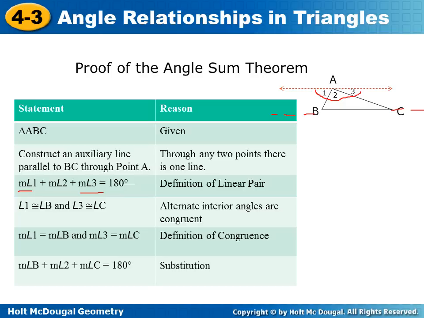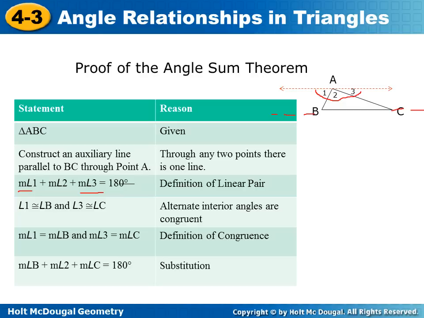Angle 1 is congruent to angle B because they are alternate interior angles. You can see I extended the line BC so that you could see the two pairs of parallel lines. Angle 1 is alternate interior to B, and 3 is alternate interior to C, so they're congruent as well. That's because alternate interior angles are congruent.